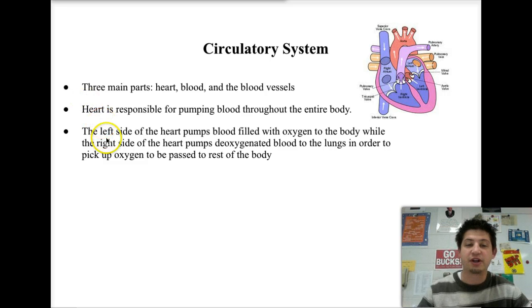So you can see the left side of the heart pumps the blood filled with oxygen, while the right side of the heart pumps deoxygenated blood, meaning the oxygen is already used up. This gets pumped to the lungs in order for the blood to pick up oxygen. It's then passed to the rest of the body. So the left side pumps the blood with oxygen to the entire body, while the right side pumps it back to the lungs.